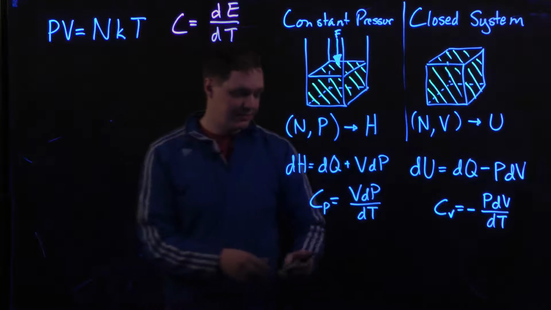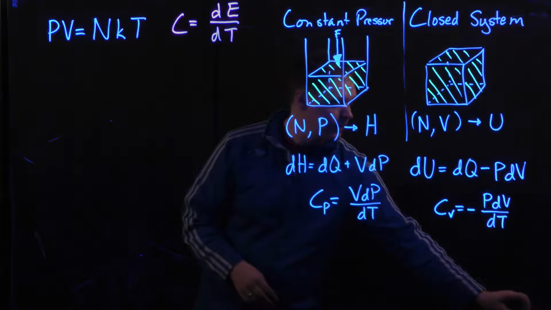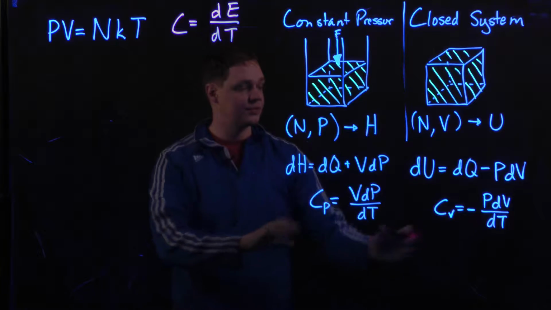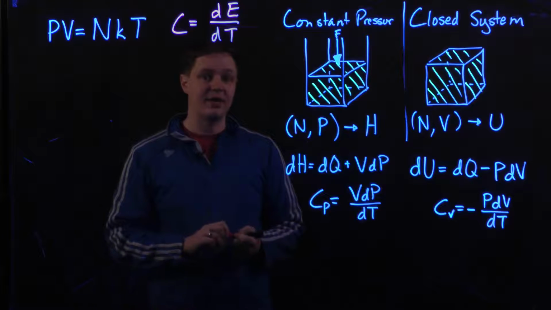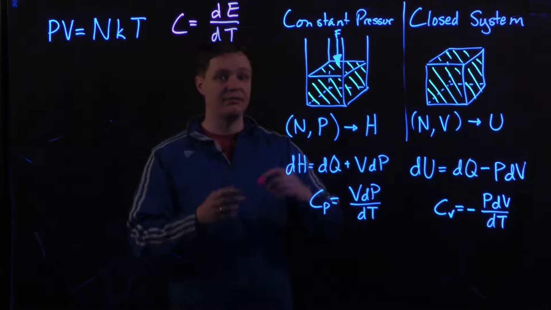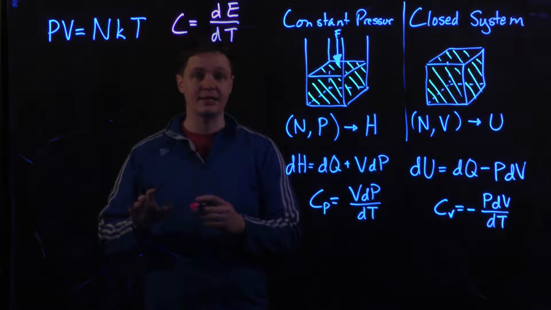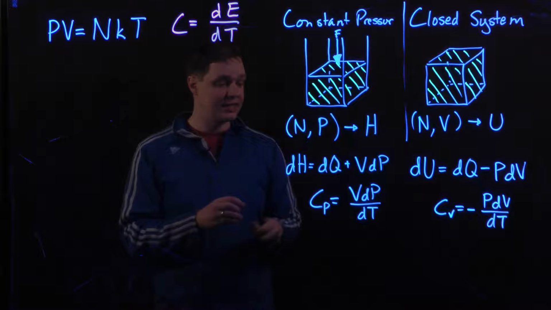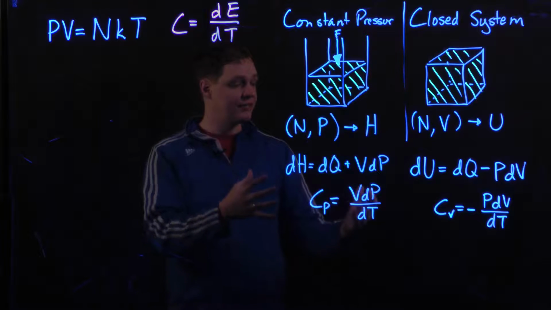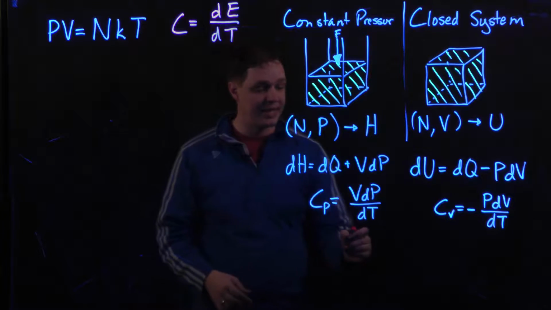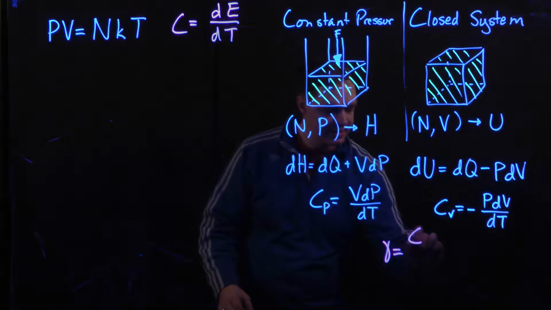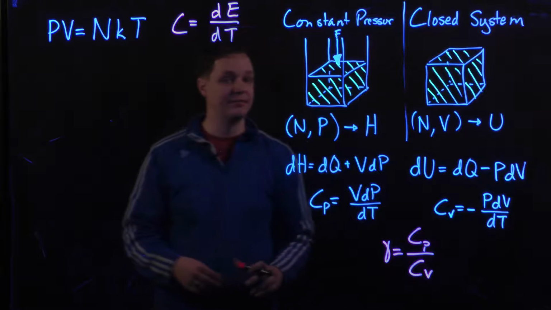Now, here is the really neat part. We're going to do a little bit of algebra and a little bit of calculus, and we're going to take these two expressions and find out the relationship that pressure and volume have in an ideal gas when we don't have any exchange of heat with the environment. The first thing that we're going to do is define something that we call the adiabatic constant. The adiabatic constant is written gamma. It is the heat capacity at constant pressure divided by the heat capacity at constant volume.